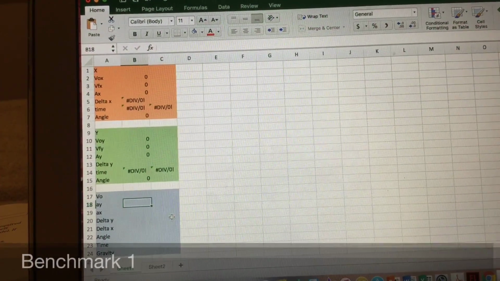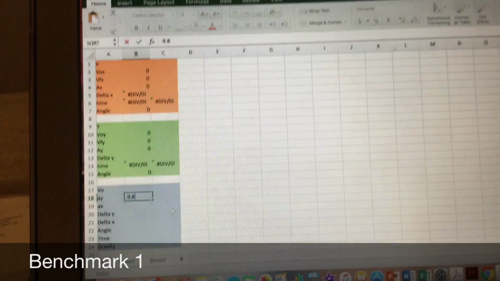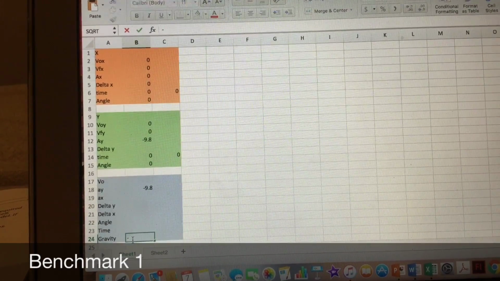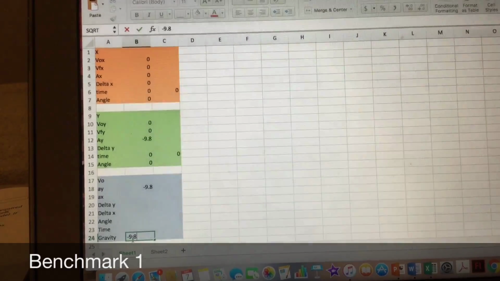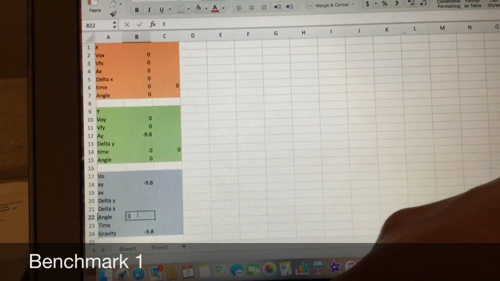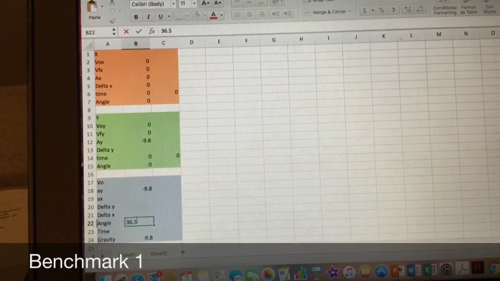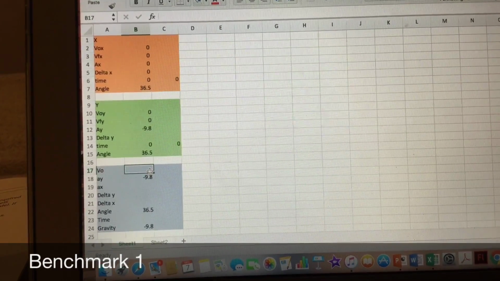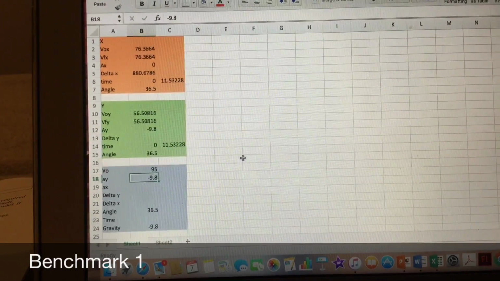This is benchmark number 1. First, we start plugging in what we know. We know that the acceleration in the y-axis is the gravitational pull on Earth, and it is negative 9.8. We also plug in negative 9.8 for gravity because the gravitational pull on Earth is negative 9.8. Then we are given that the angle is 36.5 degrees, and that the initial velocity is 95 meters per second. So we plug that in, and then we know that the displacement in x is 880 meters.